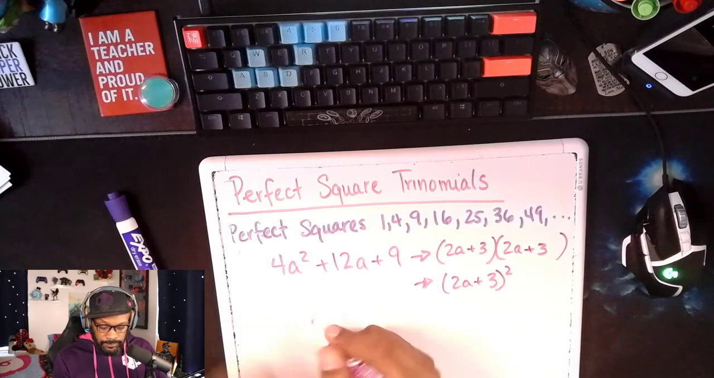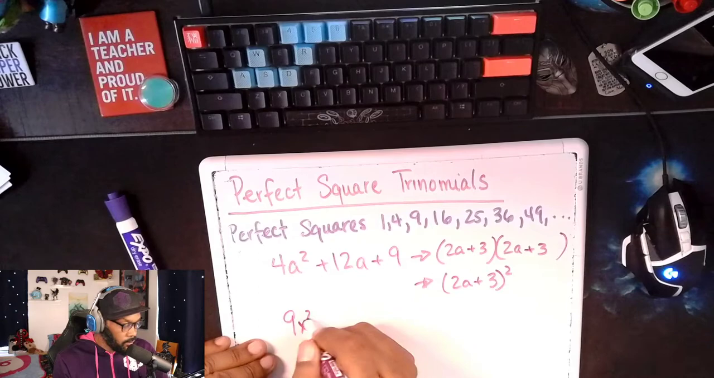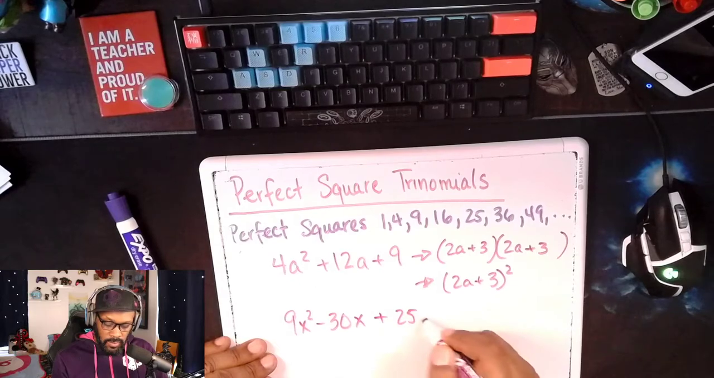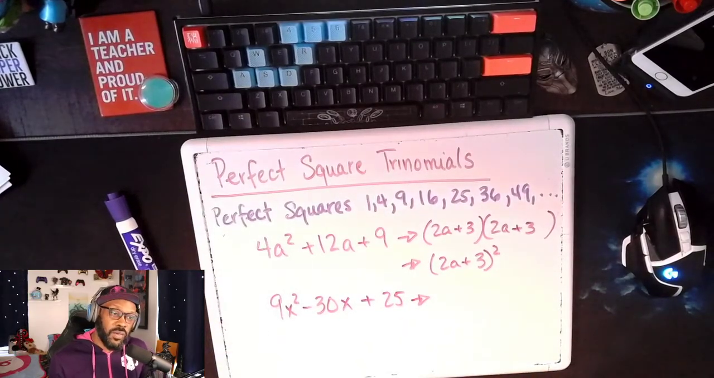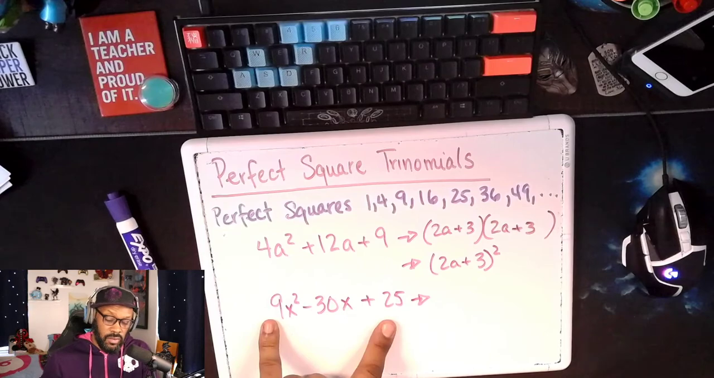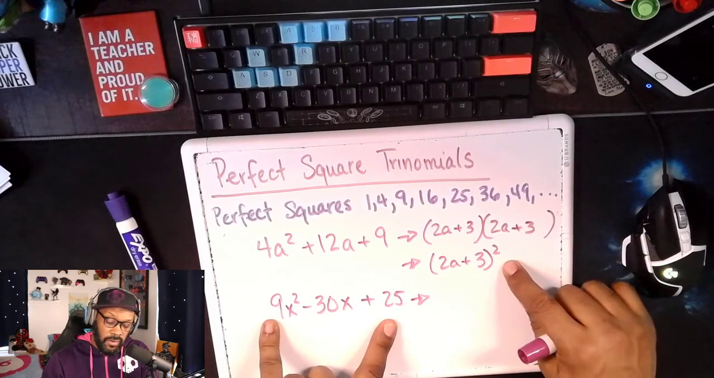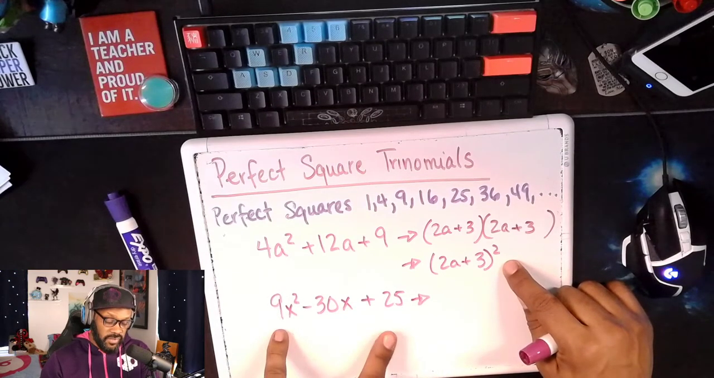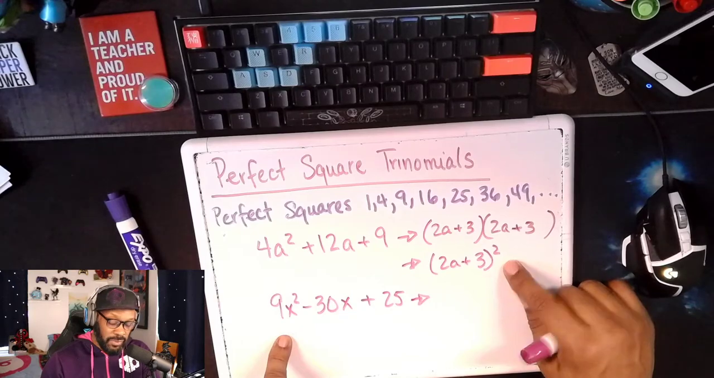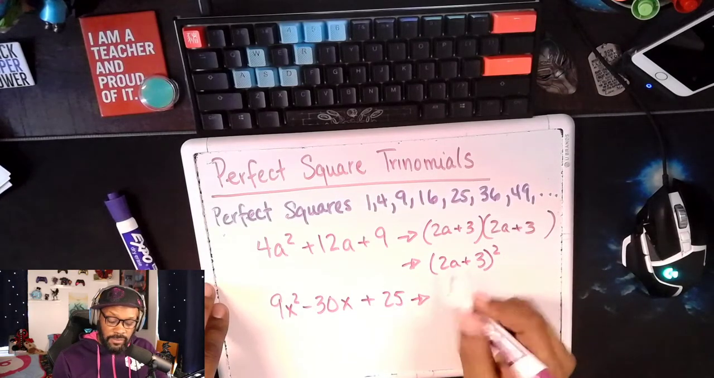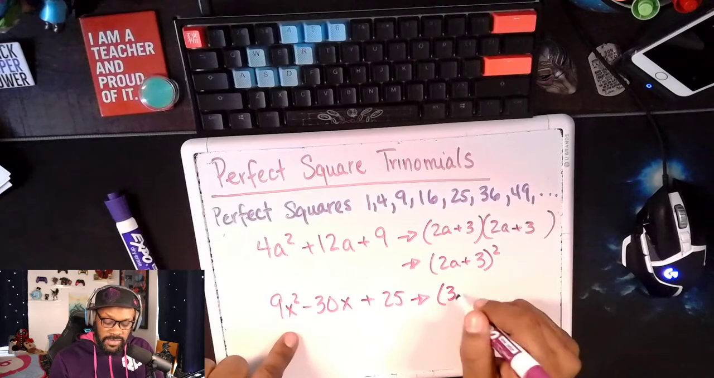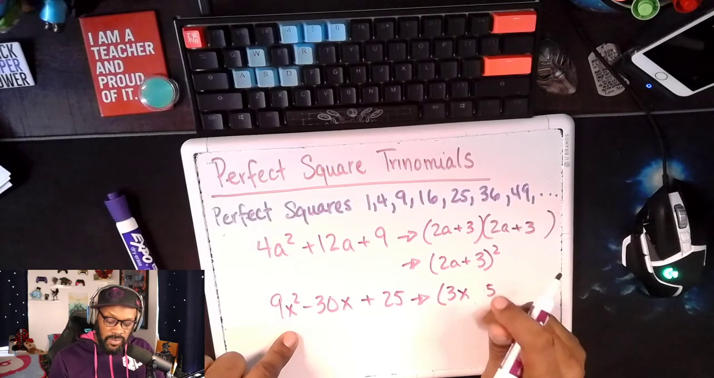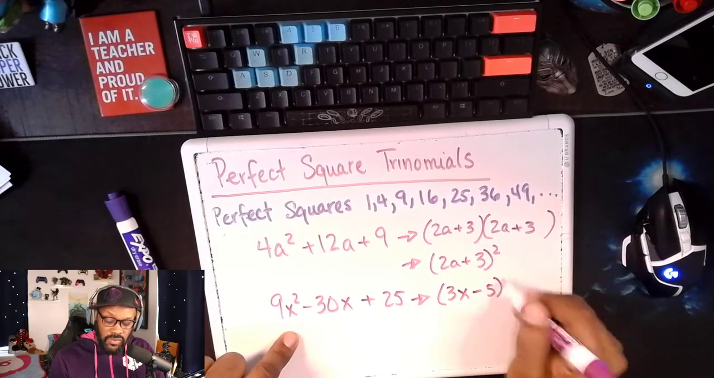Let's try another. Take a look at the terms. Again, take a look at that first one and that third one, and see if you're able to come down to the factored form just by looking at it. You should have noticed the factors for 9 are 3 and 3. The factors for 25 are 5 and 5. So that makes, don't forget your x, 3x plus 5. Excuse me, this is going to be 3x minus 5 squared.